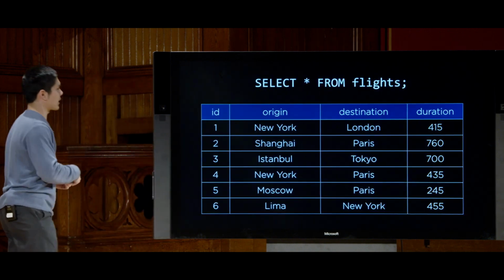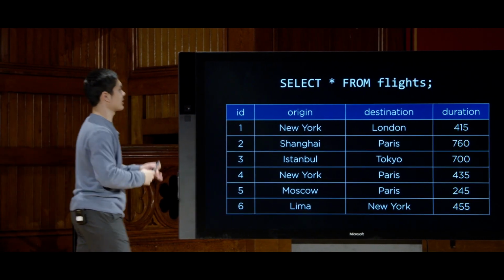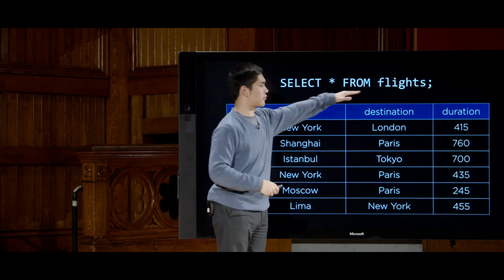So what do those queries look like? Well, the simplest query might look a little something like this: select star from flights.